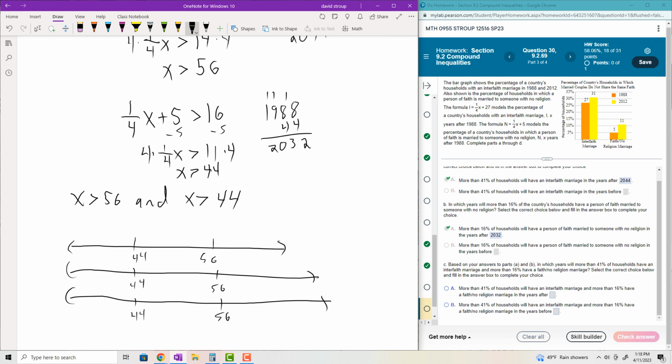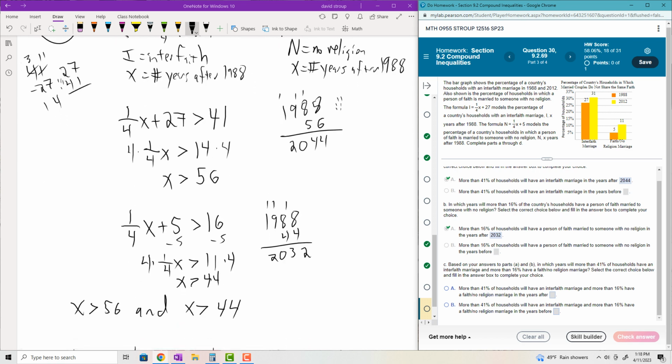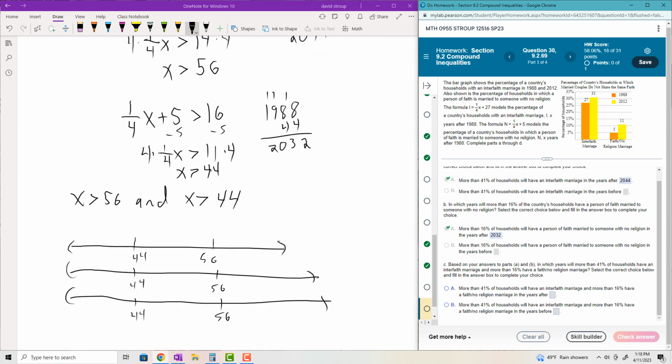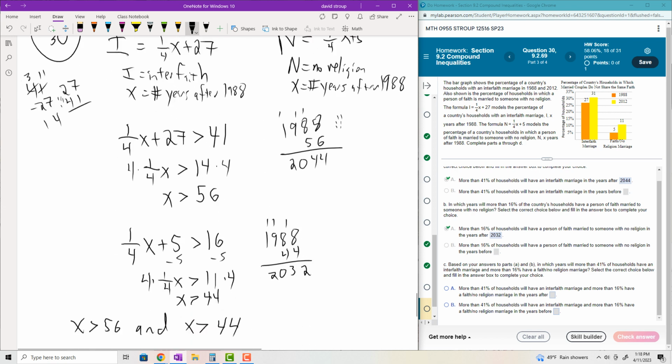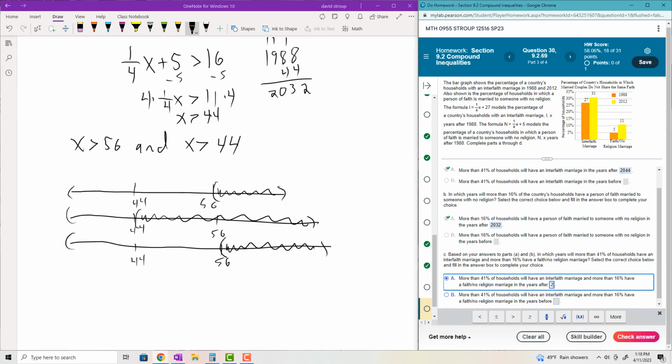So it says part C, based on your answers to part A and part B, in which years will more than 41% of the households have an interfaith marriage, and more than 16% have faith and no faith marriages. There's that word and, which means intersection. So independently, we figured those out, and now we want the intersection of those two intervals. So greater than 56 is all this, greater than 44 is all this, and if I put one on top of the other, where would the overlap be? So that is from 56 on. That represents the year 2044. Okay, so we'll go 2044.